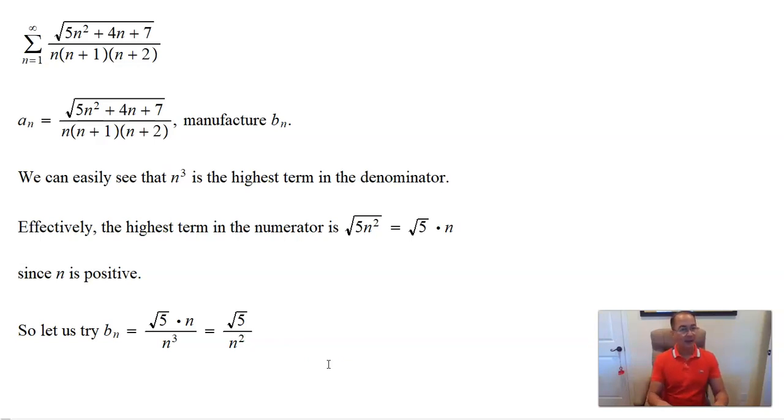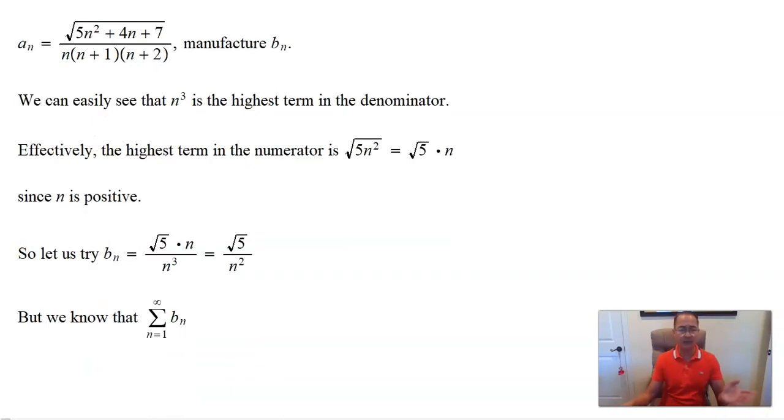Okay, all right, but so fine, there's an ugly square root of 5 there, but who cares? It's just a real number, okay? But we know that our summation of b sub n, it's square root of 5 over n squared. Square root of 5 is just a constant. We can take it out of the summation. We'll get 1 over n squared.